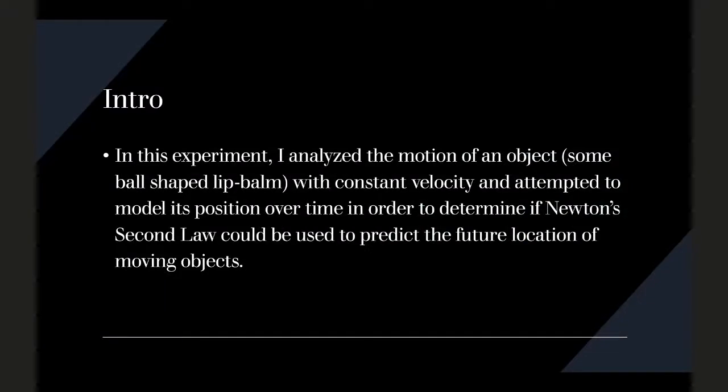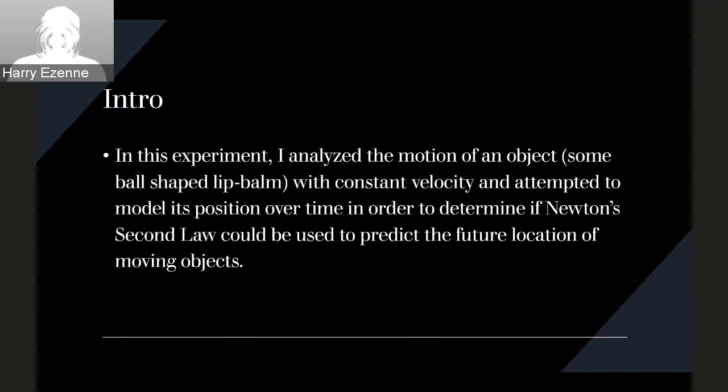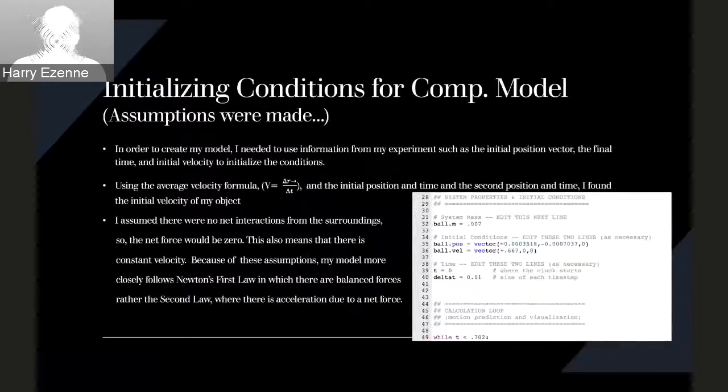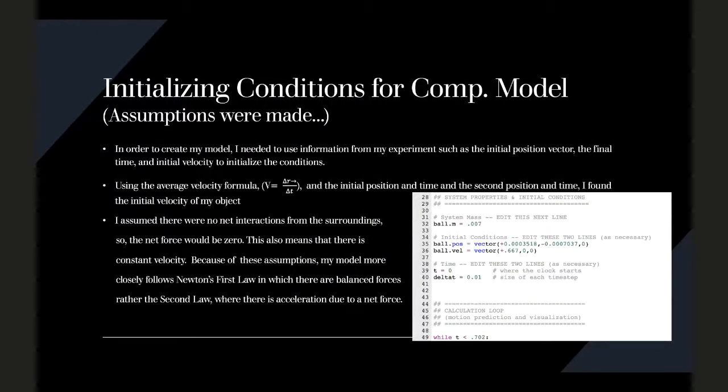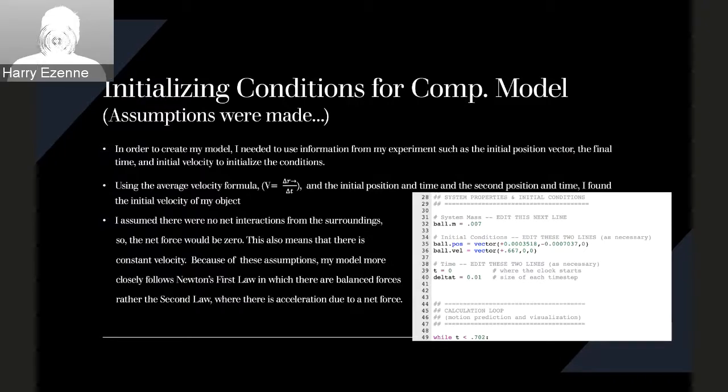In this experiment, I analyzed the motion of an object with constant velocity and attempted to model its position over time in order to determine if Newton's second law could be used to predict the future location of moving objects. In order to create my model, I needed to use information from my experiment, such as the initial position vector, the final time, and initial velocity to initialize the conditions.